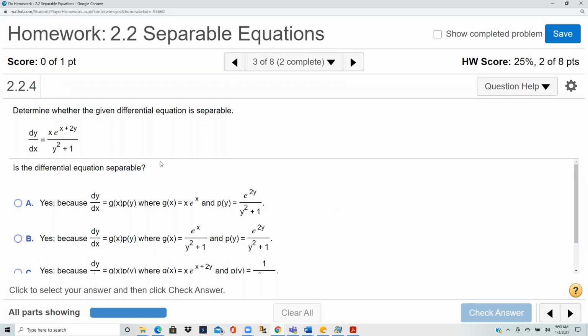So let's see here. Now, at first sight, it looks mixed up. Just because I see an x plus 2y is not an automatic conclusion that it's not separable. It's a different thing when they are in a trig function, but it's a different thing when they're in an exponential, because here there is a way of separating out. So let's write it out. dy over dx is equal to x e power x plus 2y over y squared plus 1.